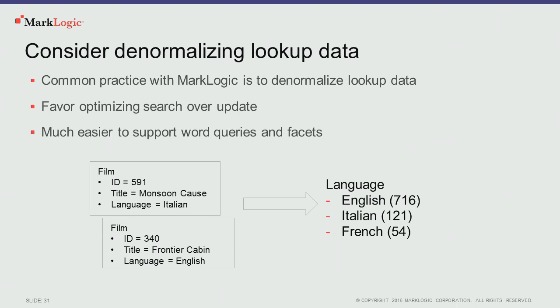I'm going to get into some of the ideas behind denormalization in the third migration. But for something like lookup data, I normally say start with denormalizing it. In this case, we're going to favor search over update. We've got the actual words, the values on the document, the film document itself. Very easy to index, very easy to query for.